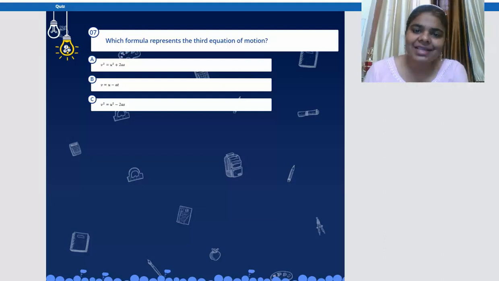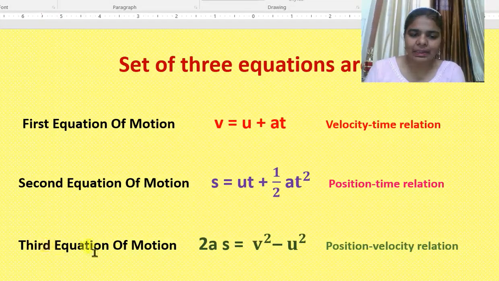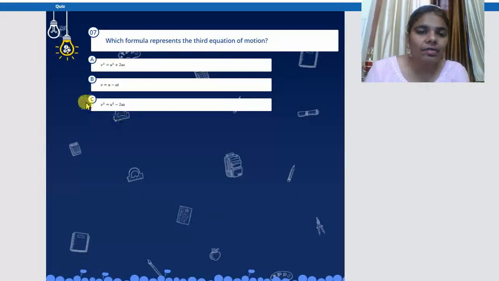Which formula represents third equation of motion? We have just seen the third equation of motion. Let's see it again. Third equation of motion is 2as equal to v square minus u square, and it gives position velocity relation. Just memorize this formula and we are going to see which option can be the answer. Here, third equation of motion is v square. If we take this u square to the left side, here it will be minus 2s. So it cannot be the answer.